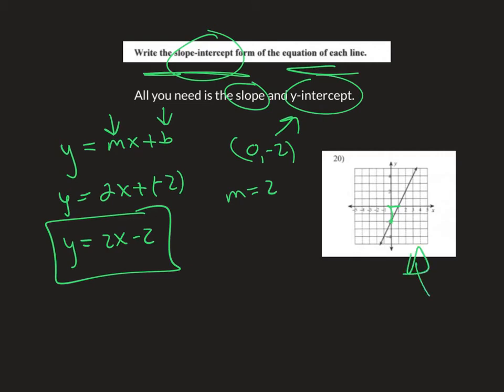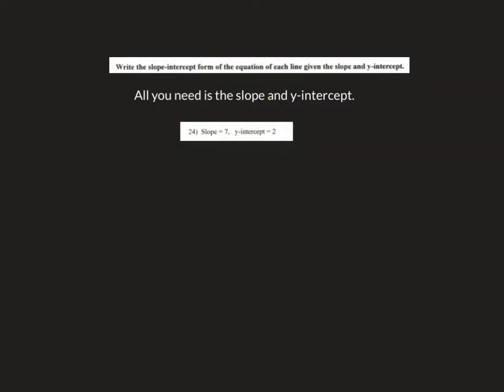I notice that my 2 is positive. My line moves up as I go from left to right. I notice that my y-intercept is negative, and it is. It was right there, so things look good. How about writing the slope-intercept form given the slope and the y-intercept? Again, I said all you need to write the slope-intercept form of an equation is the slope and the y-intercept. They gave you the slope of 7, so y equals 7x. They gave you the y-intercept of positive 2, plus 2.